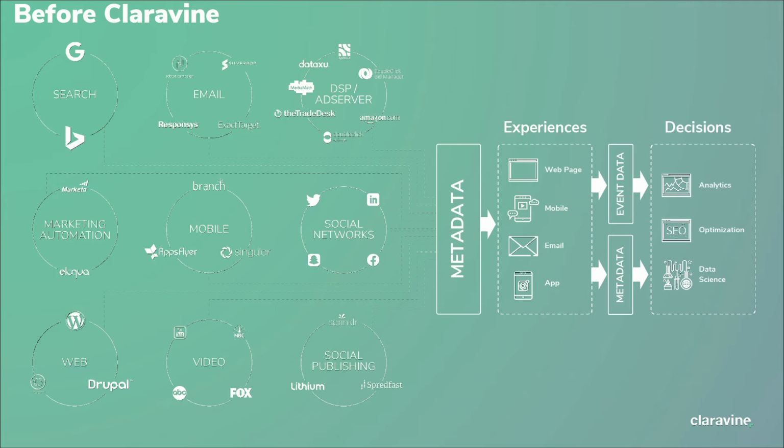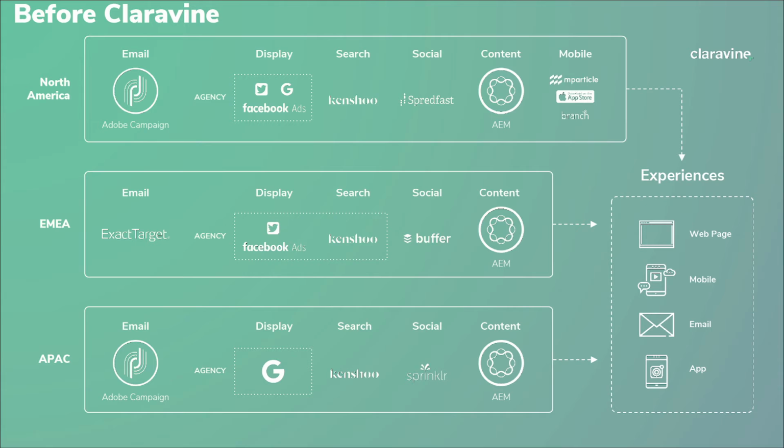So if we think about where Claravine fits and what the landscape looks like before Claravine helps a company go through a digital transformation and put that in the hands of the different teams, you see all these different point solutions that have a specific purpose, as we looked at in the Cisco example. All of that metadata is flowing in to drive digital experiences and then ultimately into the analytics and decisioning engines.